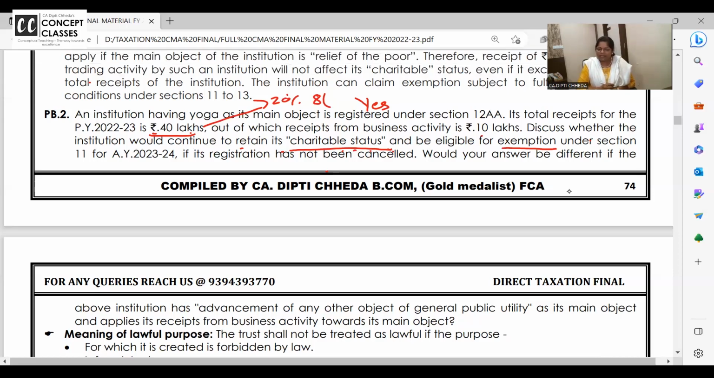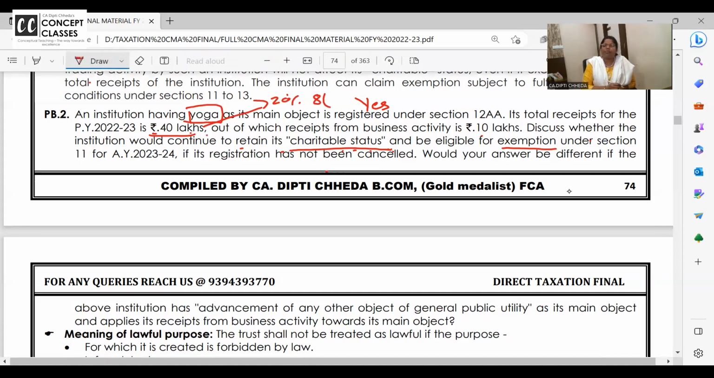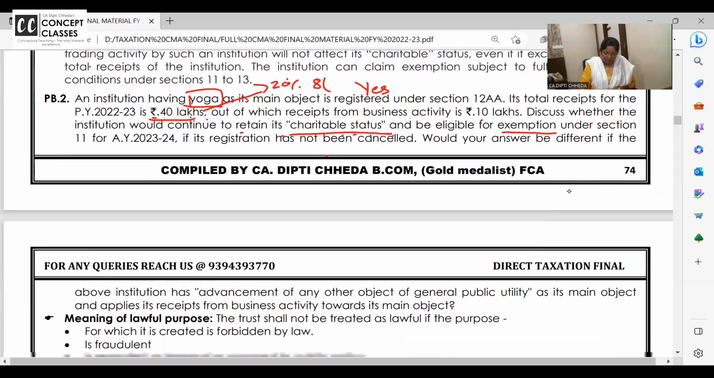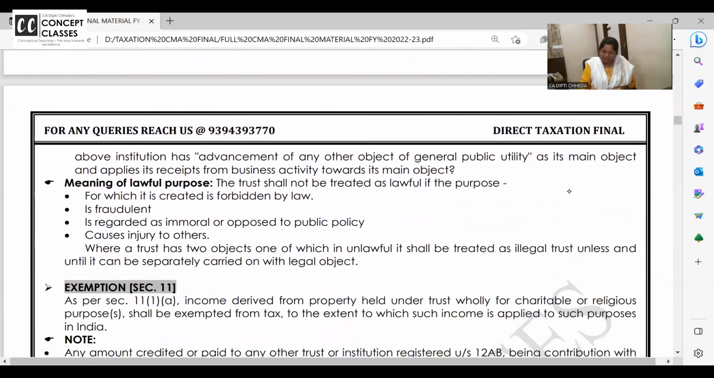What's the reason why they will get the exemption? Because the trust is formed with the object as yoga. And for yoga, relief of poor, medical, for all of these that 20% is not applicable. Would your answer be different if the above institution is for advancement of any other object and the receipts are towards the object? Answer is yes. Then no exemption.